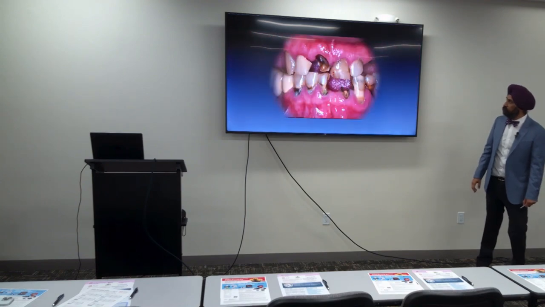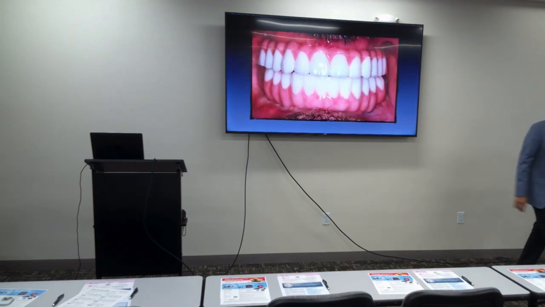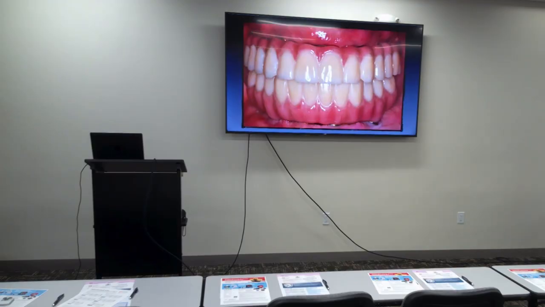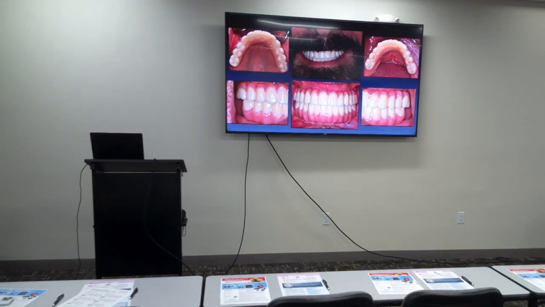So this is Joe's before, this is his temporaries, and this is his final zirconia. They all want white teeth as temporaries, and then they figure out they don't want white teeth. It's, you know, oh, it looks fake. I'm like, I told you before, you didn't listen to me, but fine. And this is his final.